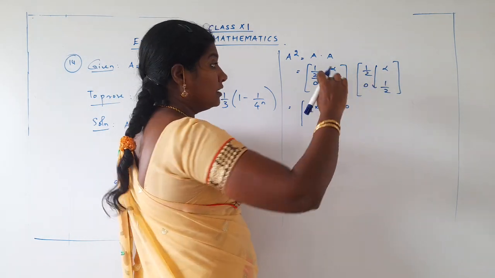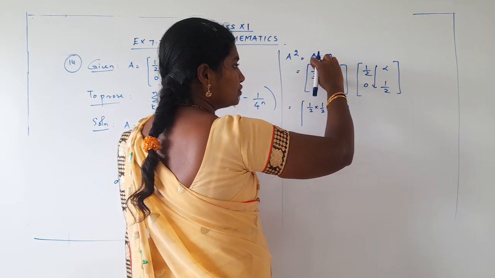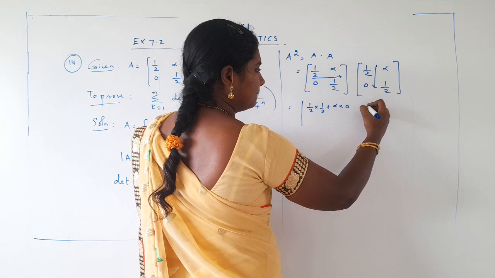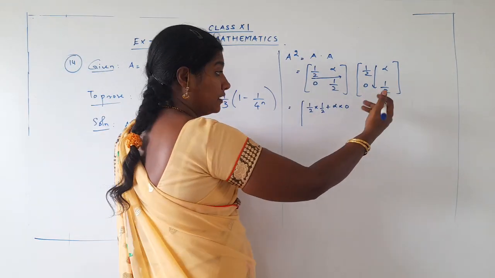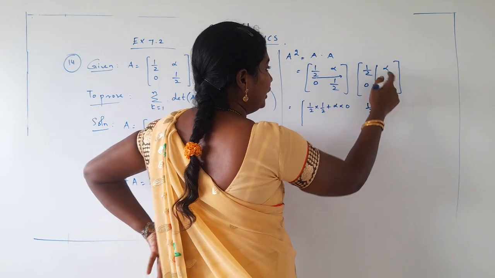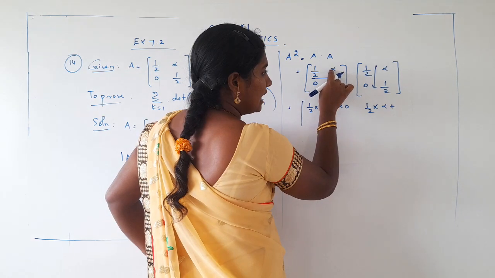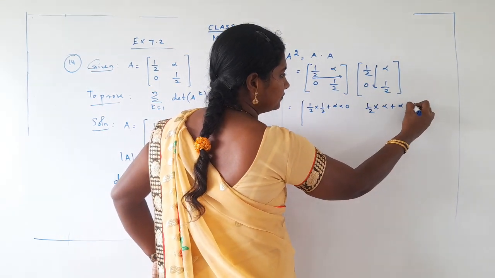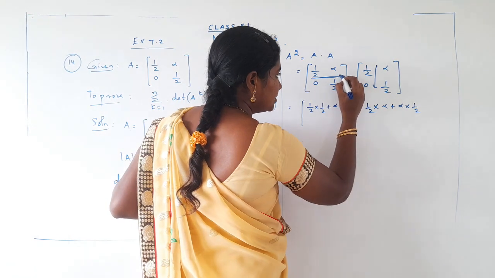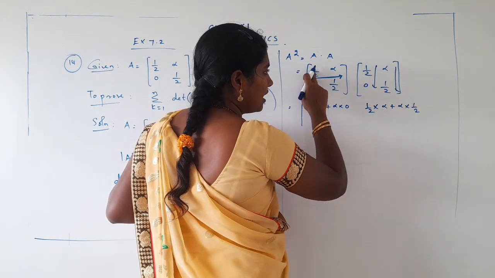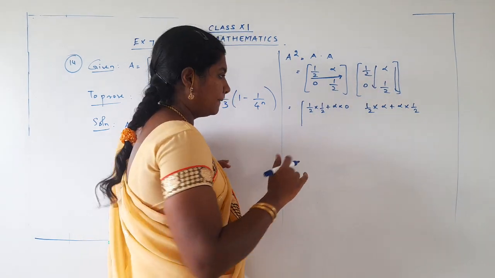Coming to the next element. That is the first row and the second column I am taking. So half into alpha, give some space because this is the first element. Now I am going to talk about the next element. This is half into alpha plus alpha into half. See the steps carefully, children. First row and second column: half into alpha plus alpha into half.